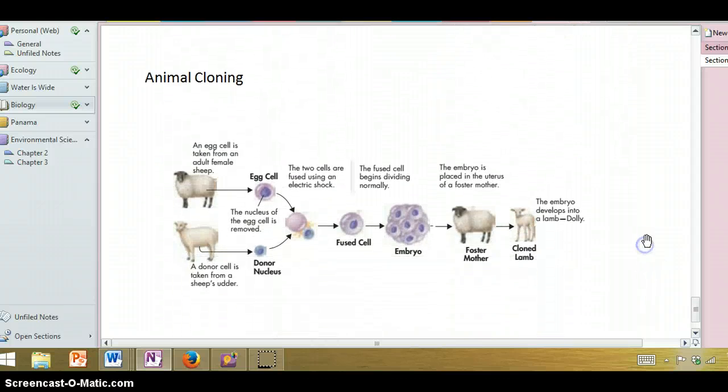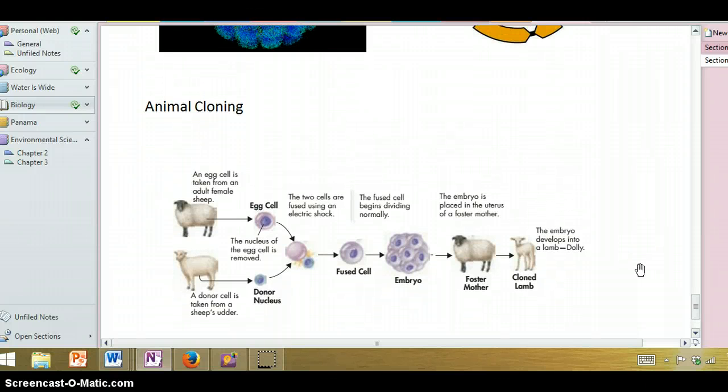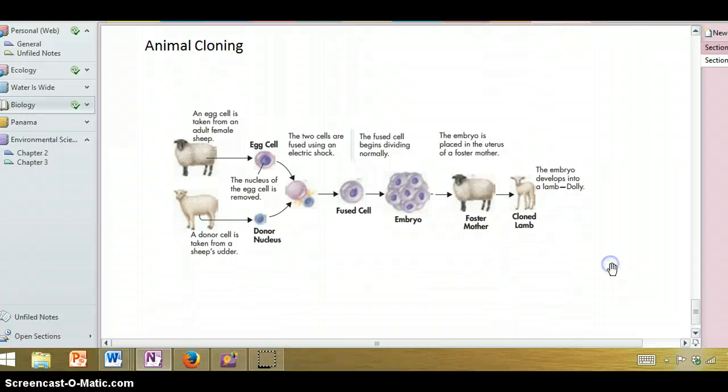Now, another thing, animal cloning. With plants, it's easy to clone a plant. You can often just cut off a little branch of something, stick it in some water, and you can get some roots to sprout, and you have essentially cloned that plant. Animals are much more tricky.